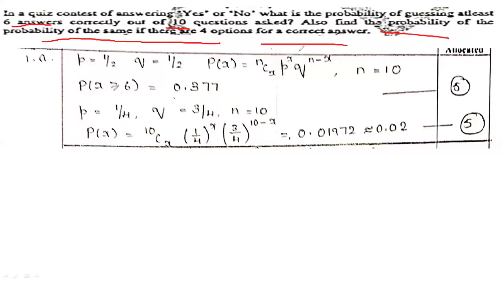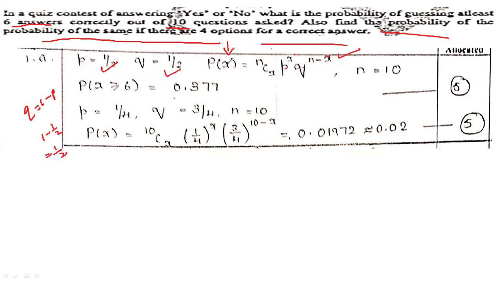Here you need to use the Poisson's distribution. The general equation of probability based on this distribution is P of x equal to nCx, p to the power x, q to the power n minus x. We have the probability. The question is at least answering yes or no context. What is the probability of guessing at least six answers? Yes or no means the probability is 1 by 2, correct? So P should be 1 by 2. So what about Q? Q is nothing but 1 minus P. So what is 1 minus 1 by 2? It is nothing but 1 by 2. I have written 1 by 2.